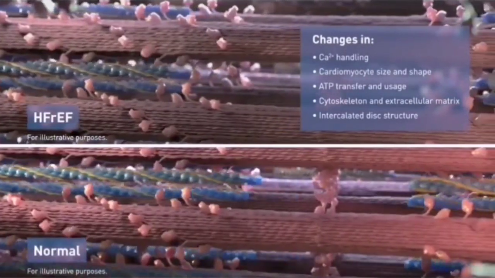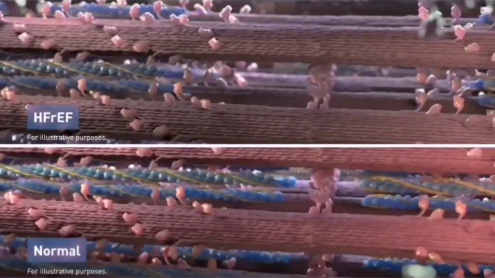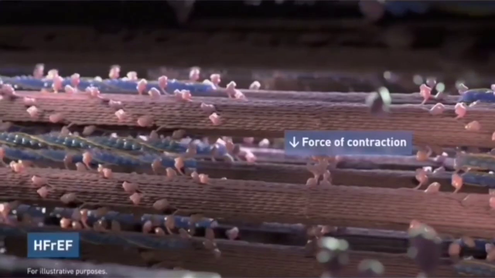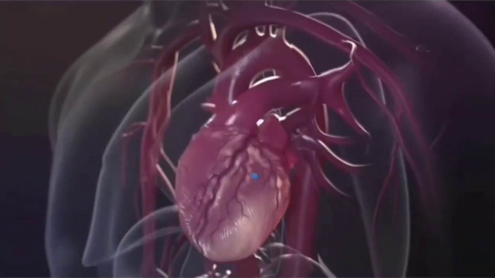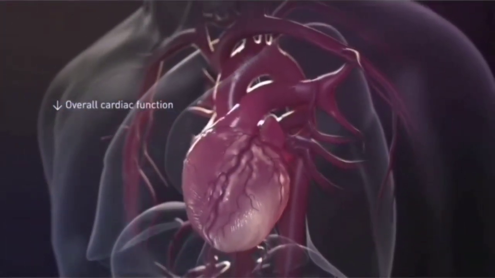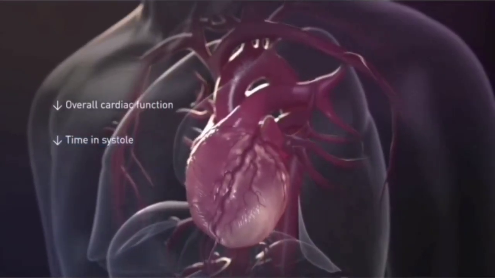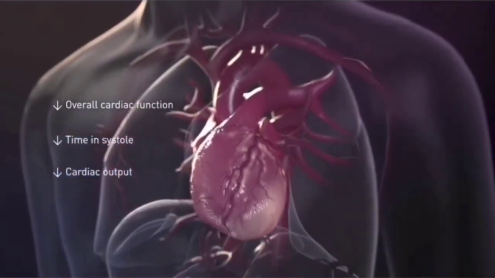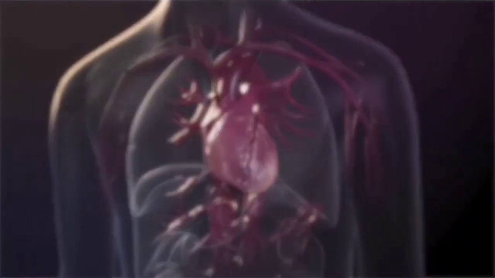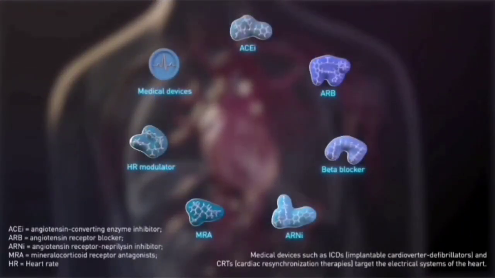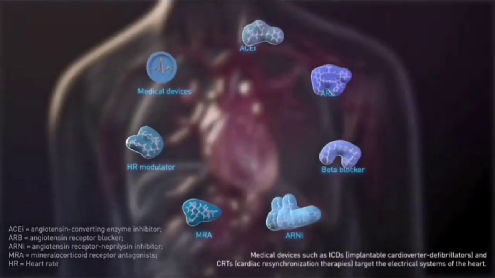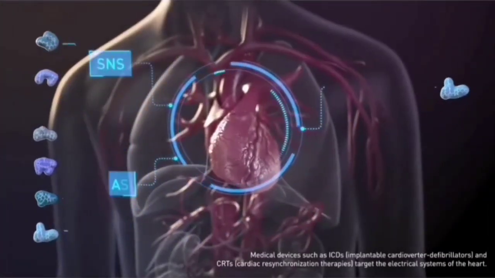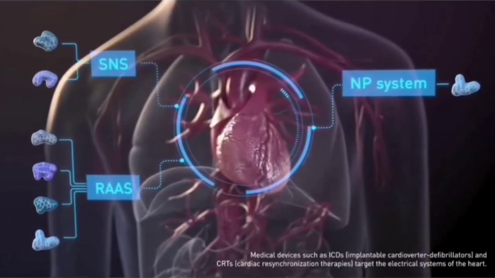Abnormalities in cross-bridge cycling result in fewer myosin heads interacting productively with actin during systole, contributing to diminished force of contraction. The cumulative effects of these changes reduce cardiac contractility, resulting in a decrease of overall cardiac function, including decreased time in systole and diminished cardiac output seen in HFrEF. In general, the current standard of care treatments for patients living with HFrEF target maladaptive compensatory mechanisms, but residual risk remains.